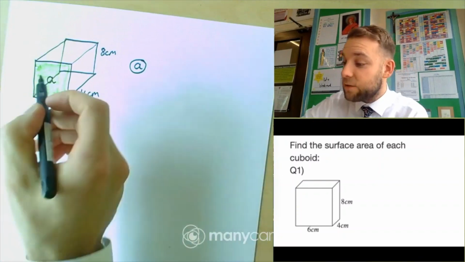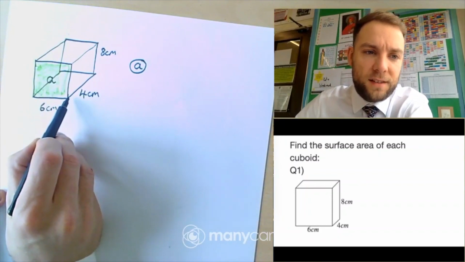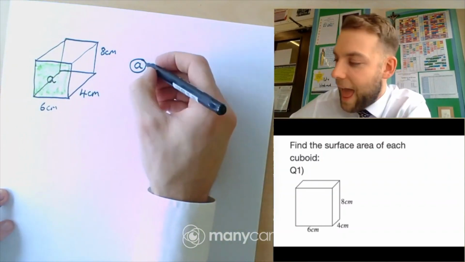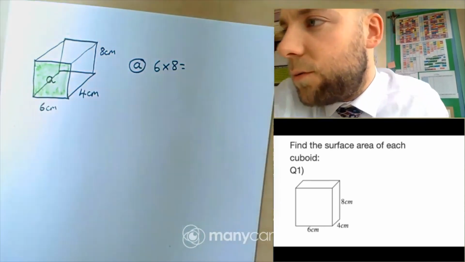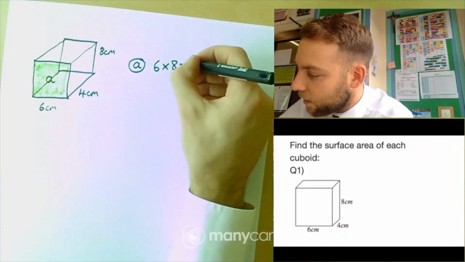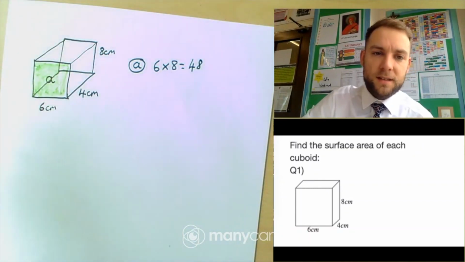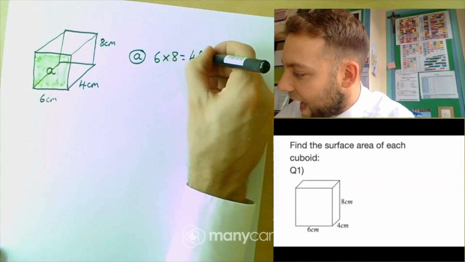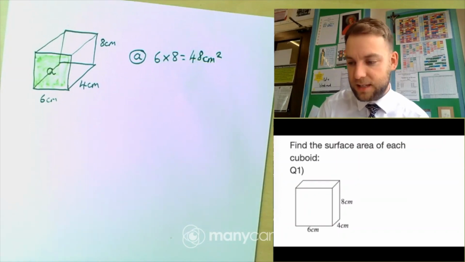Face A is a rectangle, and we've got to think about the dimensions of this rectangle. The width is 6, and the height of this, it doesn't say here, but it's going to be the same as the back, which is 8. So the area of that one is going to be 6 times 8, which we'll do on a calculator just to make sure, equal to 48. Make sure you're using the correct units on this. The units are centimetres squared, because it's area. So that's the area of that front face A, which is 48 centimetres squared.